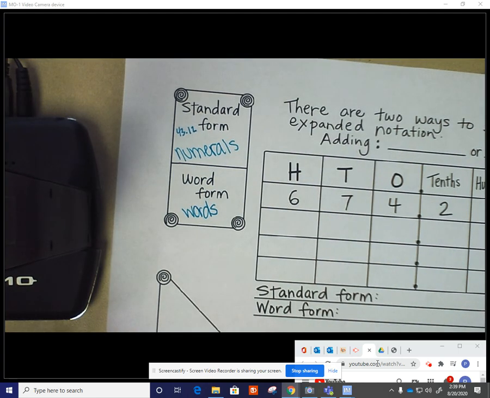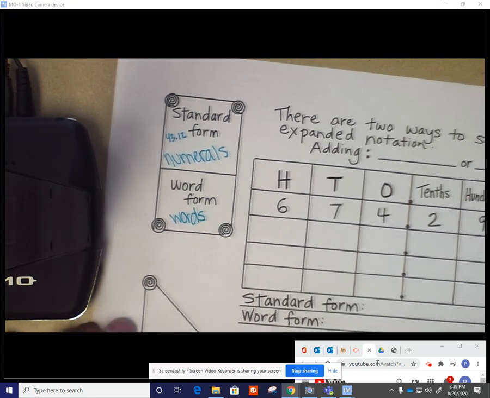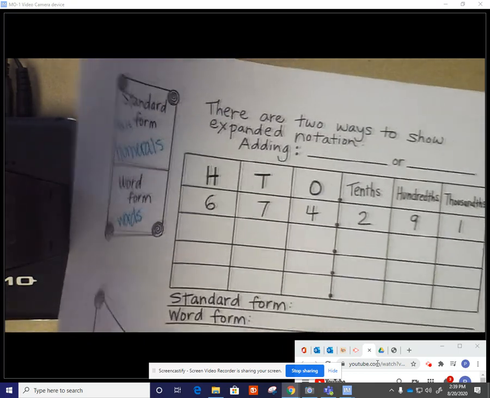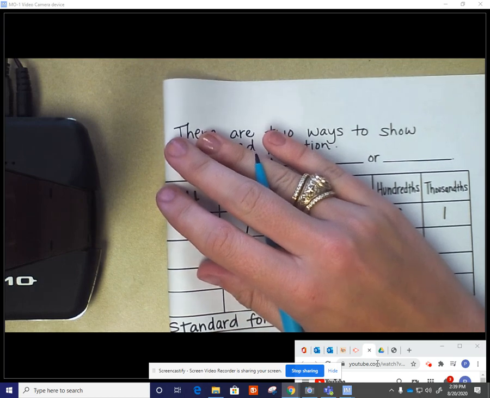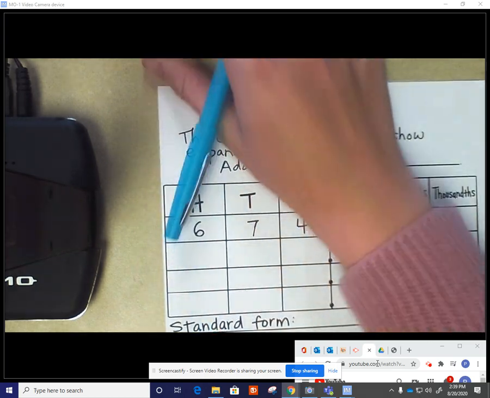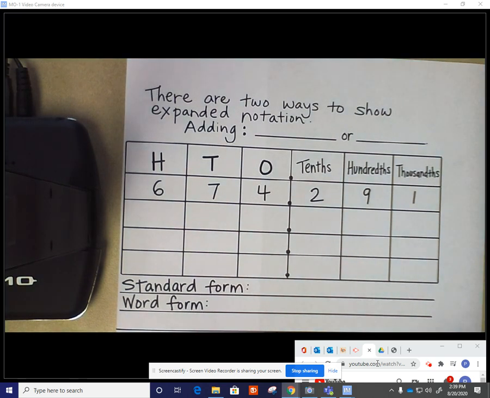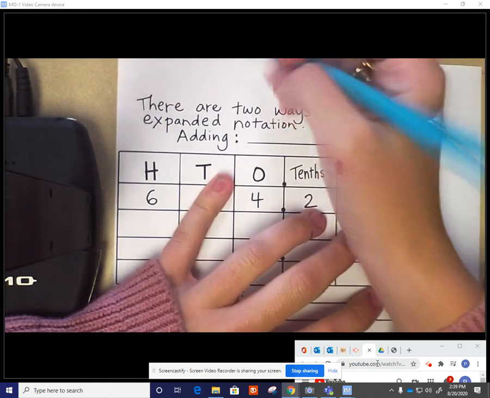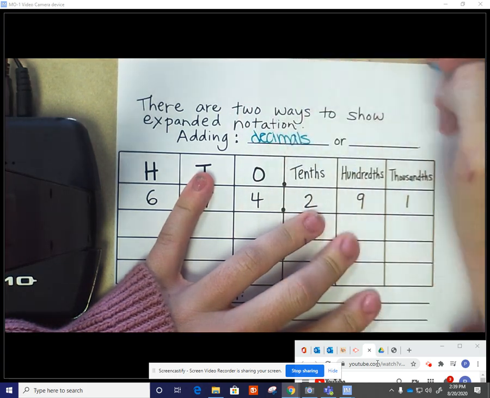So today we're going to discuss a new form, and that's going to be called expanded form. Or expanded notation. I'm sorry, you've done expanded form before. We're going to do expanded notation. So there's two ways to show expanded notation. One of these ways is by decimals, and one of these is by fractions. So we're adding decimals or fractions.